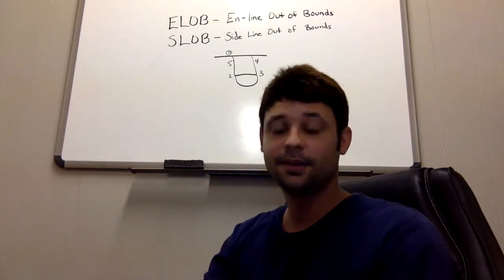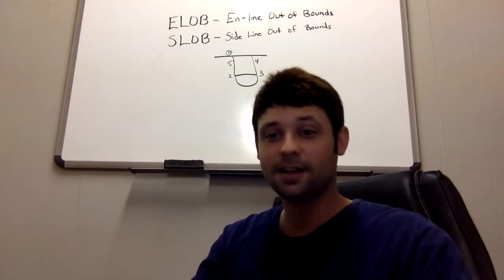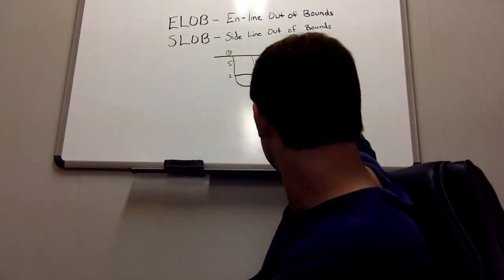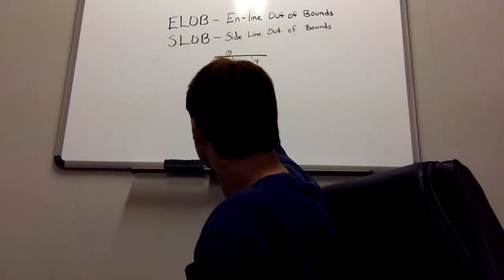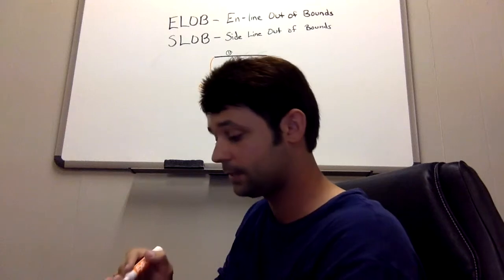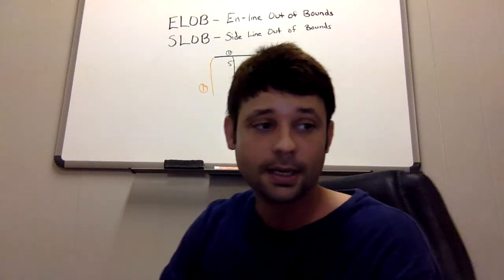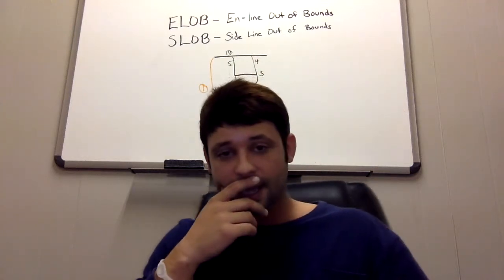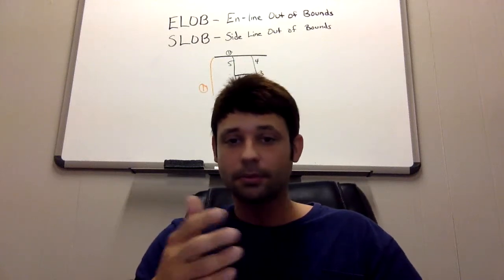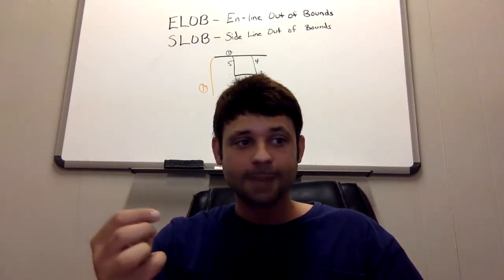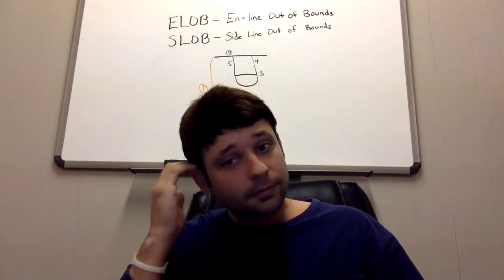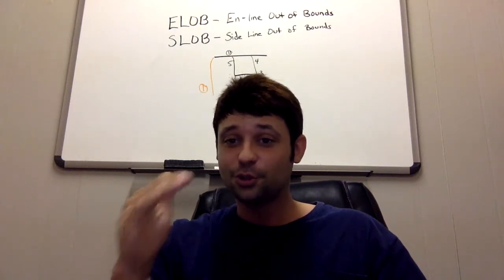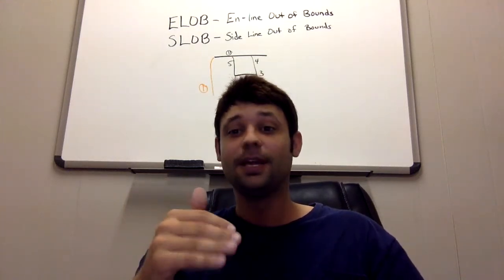If you ever see somebody talk about ELOB or SLOB, that means inline out of bounds, which this is inline, and sideline out of bounds, obviously, is on the side over here. Okay, so inline out of bounds and sideline out of bounds. Look at the out of bounds opportunities as a chance to get points on the board. Like I said, have an aggressive mentality when walking over with these plays, because you need to score off these. These are very vital to winning the ball game.